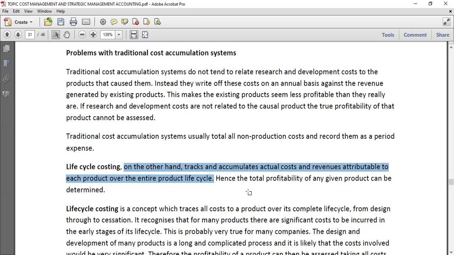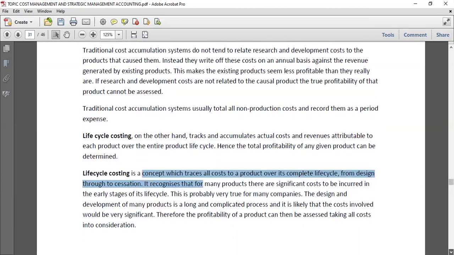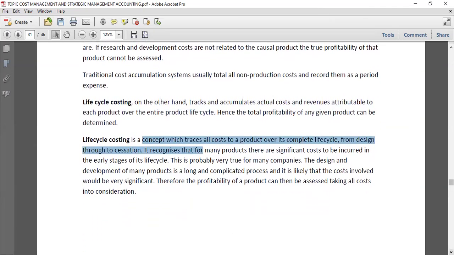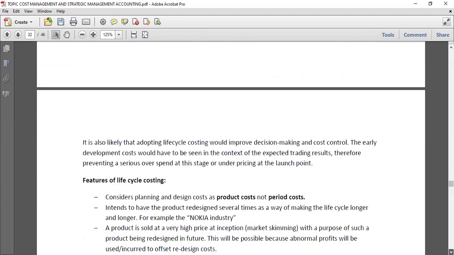So we're able to sit down, trace and see what are some of the costs that I plan to incur across the entire product life cycle. And then you also look at the revenues, okay, that will be gotten, and then you're able to even predetermine the profitability of the product, okay. So that is what life cycle costing does.